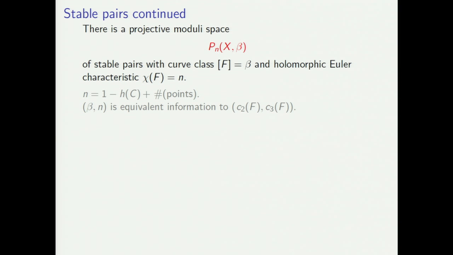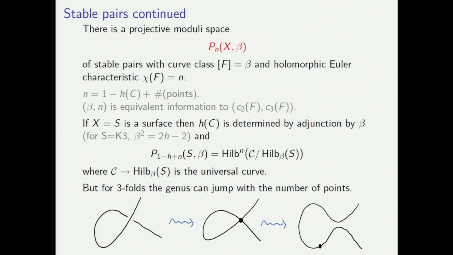And again, there's a curve class beta, and now the genus gets replaced by this number n, which is the holomorphic Euler characteristic of the sheaf. But roughly, it is 1 minus the genus of the curve, plus the number of those points on the curve. All right? So now, if you're in 2 dimensions, which I'm not, but this will be useful later, then the genus of the curve is determined entirely by the adjunction formula from the class you're in. And what you find is that stable pairs on this surface are really the same thing as curves and points. So this is that statement.